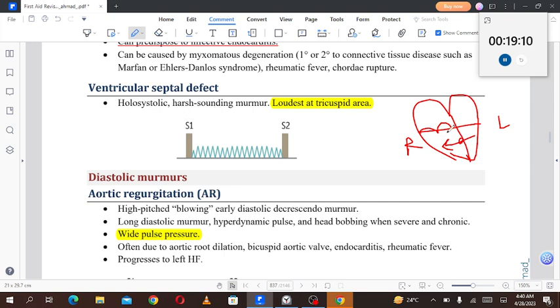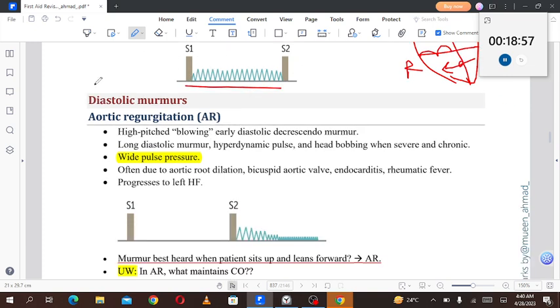By the way, the holosystolic harsh-sounding murmur is not because of tricuspid pathology. The murmur is because of the flow of blood through this septal defect. Holosystolic harsh-sounding murmur, loudest in the tricuspid area, and you can hear it like that. So there is a holosystolic murmur which looks something like that.